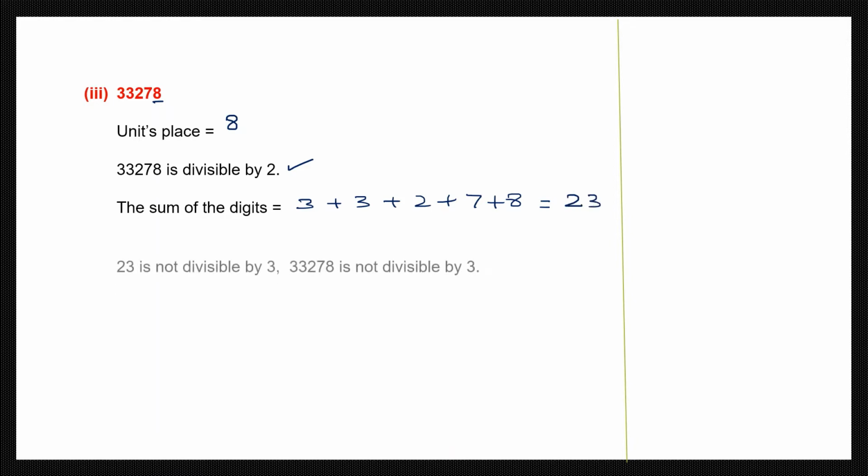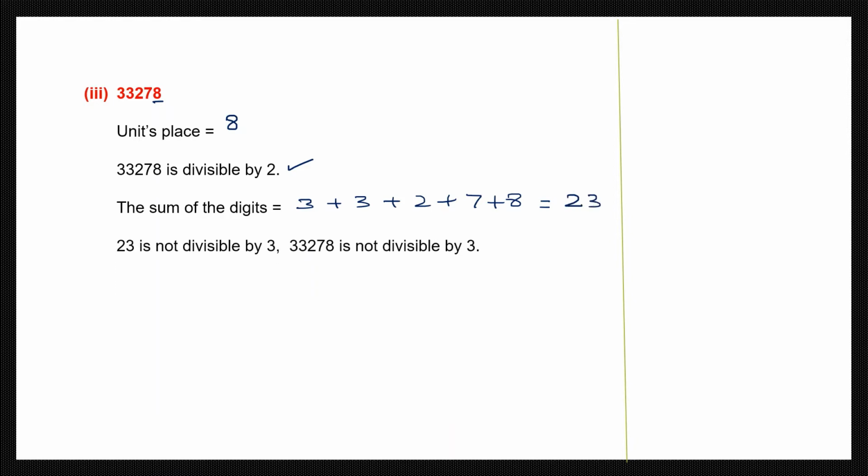Now 23 is not divisible by 3. Therefore, this big number is also not divisible by 3. So we finished the test for 3. This number is divisible by 2, but it's not divisible by 3. Therefore, what do we say? This number is not divisible by 6. If it is to be divisible by 6, it should be divisible both by 2 and by 3.